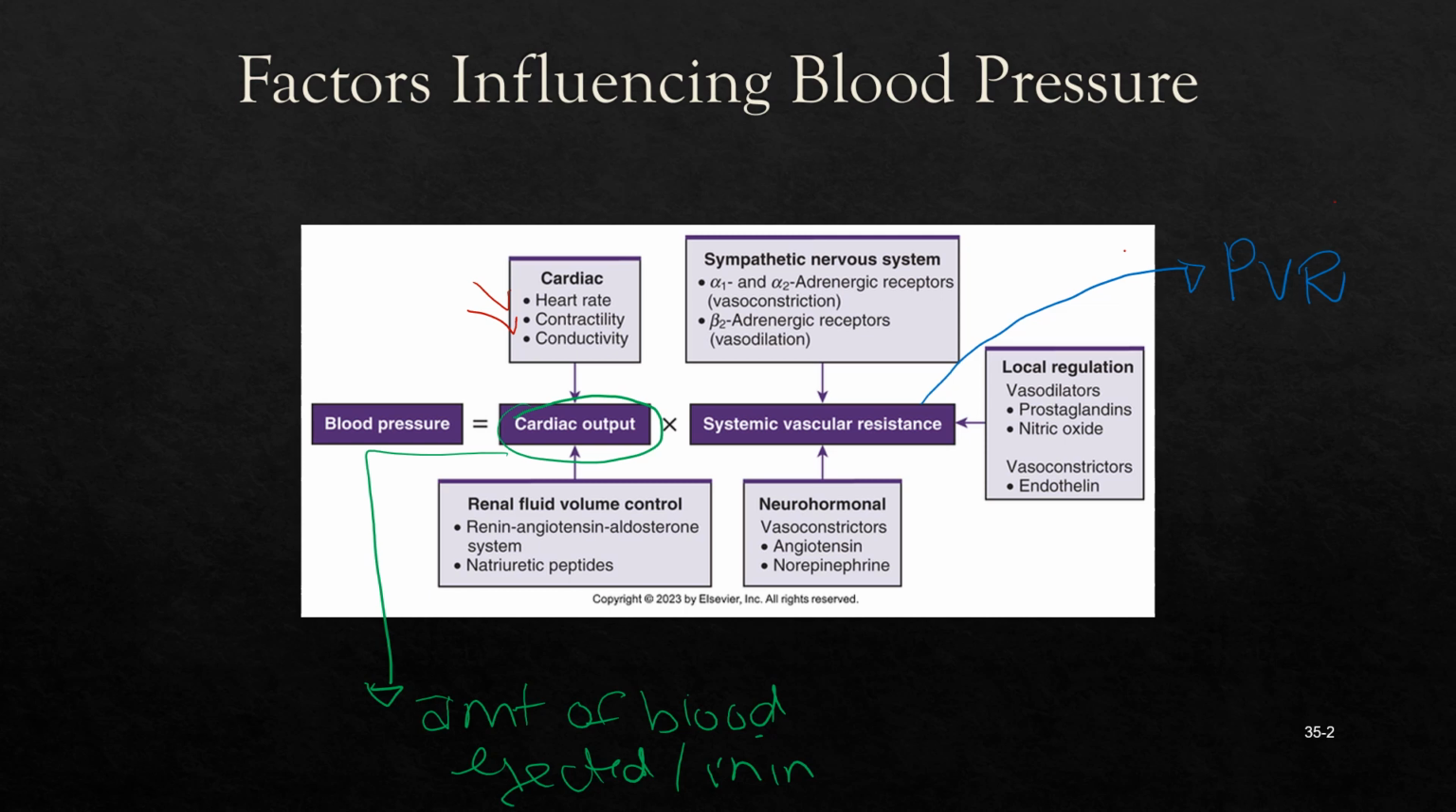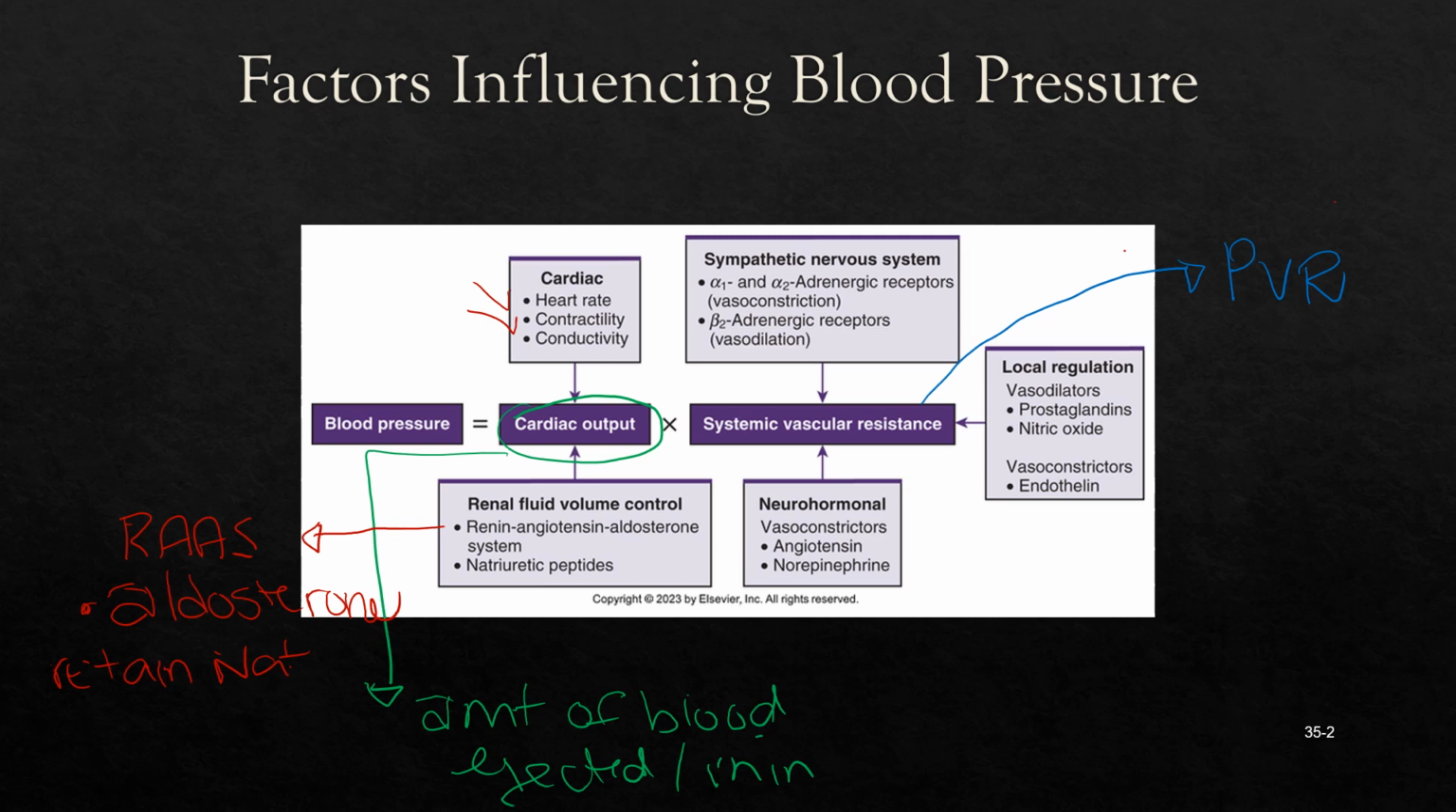Another thing you're looking at is what they put in the textbook as the renal fluid volume control, which is otherwise known as the renin-angiotensin-aldosterone system, or RAAS. One thing that is released from the RAAS that can impact your cardiac output is aldosterone. So what does aldosterone do? Aldosterone will retain sodium and ultimately retain water. Once that sodium and water is retained, blood volume will go up, which means stroke volume will be increased and your cardiac output can potentially also be increased.